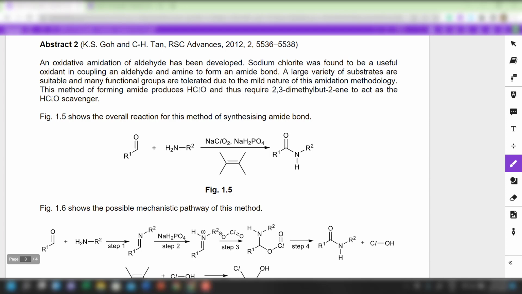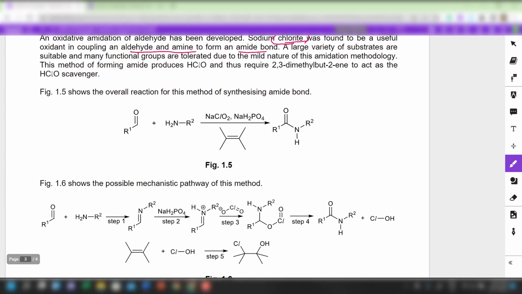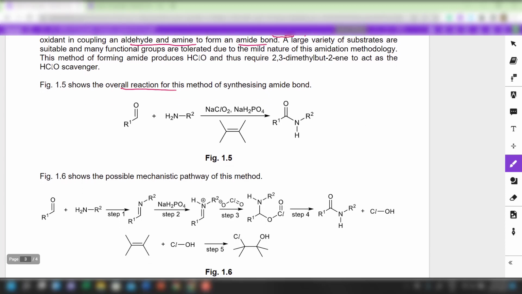So sodium chlorite, you take note of the spelling. This is not sodium chloride, not NaCl. It's actually NaClO2. It was found to be a useful oxidant in coupling aldehydes and amines to form an amide bond. Again, they go through all the details. Figure 1.5 basically summarizes the method in synthesizing the amide bond. So you have the aldehyde here, and you have the primary amine, and then in the presence of sodium chlorite with sodium dihydrogen phosphate, you form the amides.